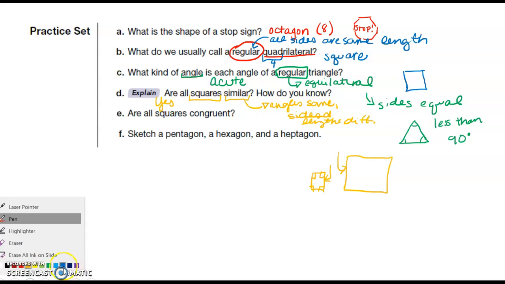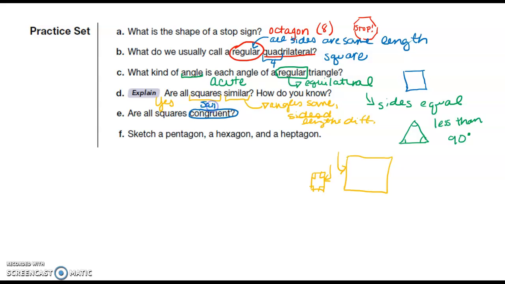And let's change colors here. Are all squares congruent? This is a different word. This means they're the same. And I've just drawn 2 that are not congruent. Congruent means exactly equal. So this is a no.